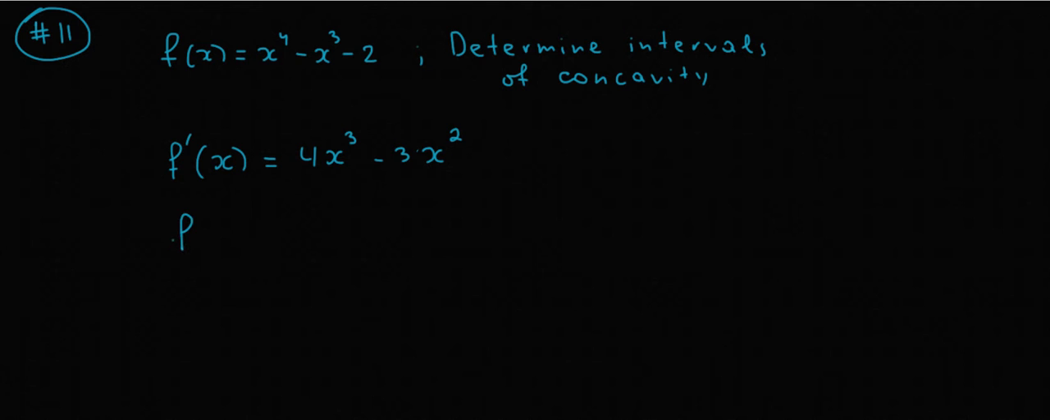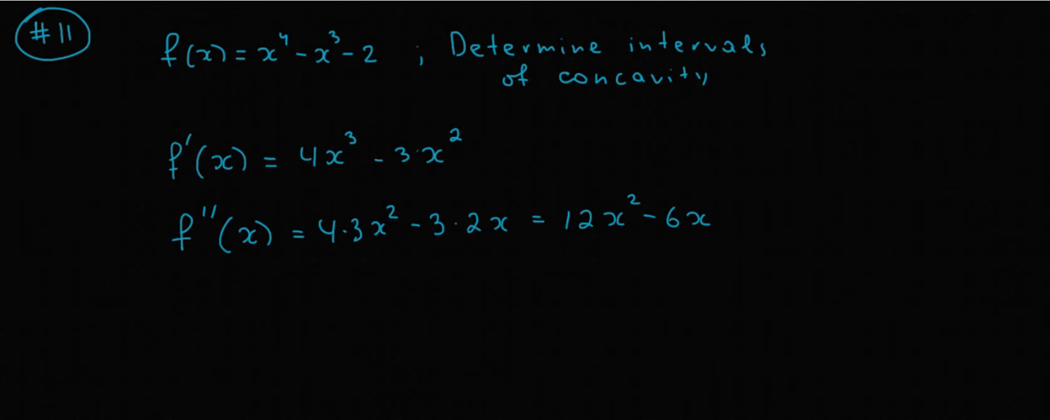Let's differentiate one more time to get our second derivative. We'll get 4 times 3x squared minus 3 times 2x. And this is 12x squared minus 6x.